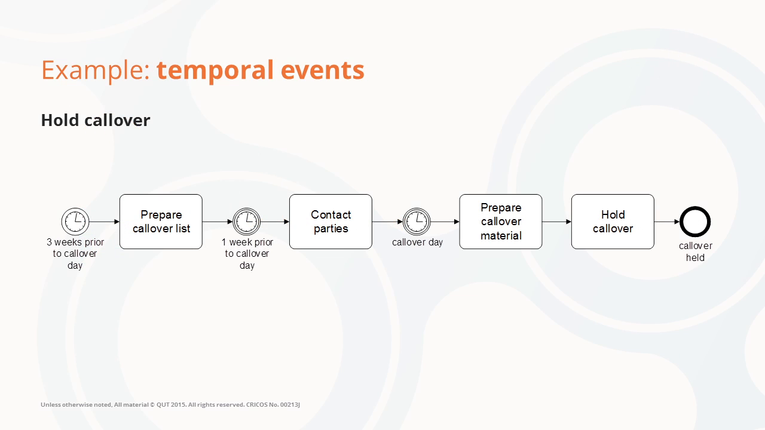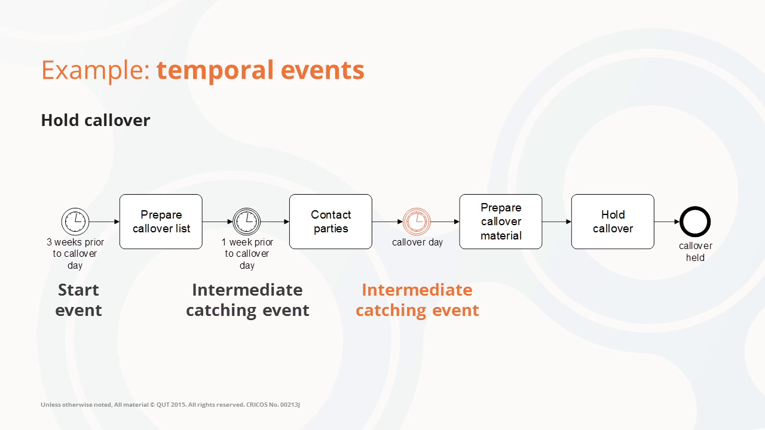So we start with a start timer event labeled 3 weeks prior to callover day. So this process is instantiated every time we are 3 weeks prior to the callover date. We prepare the callover list and then we wait until 1 week prior to the callover day. Then we contact parties. And then on the callover day, we prepare the callover material and hold the callover, upon which this process completes.